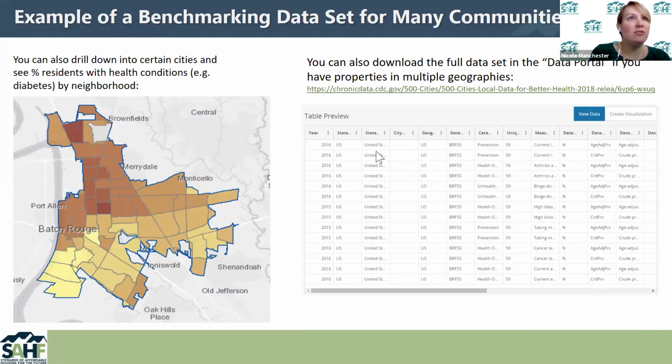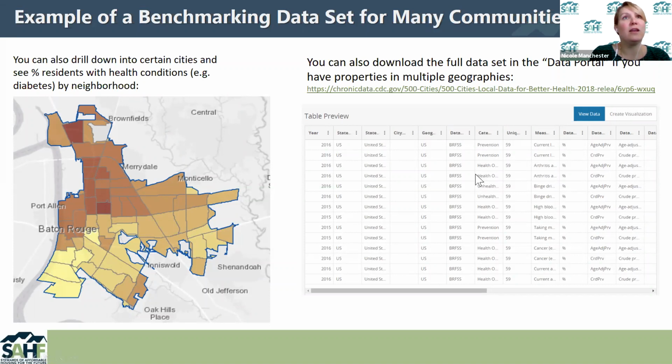And so, like I just said, you can drill down into specific cities. The map on the left there is Baton Rouge, and you can see they've highlighted the area by the prevalence. The example here is percentage of residents with diabetes. So the darker shading is a higher rate, higher prevalence. And then you can also download the full data as well, like if you have lots of properties in different parts of the country.